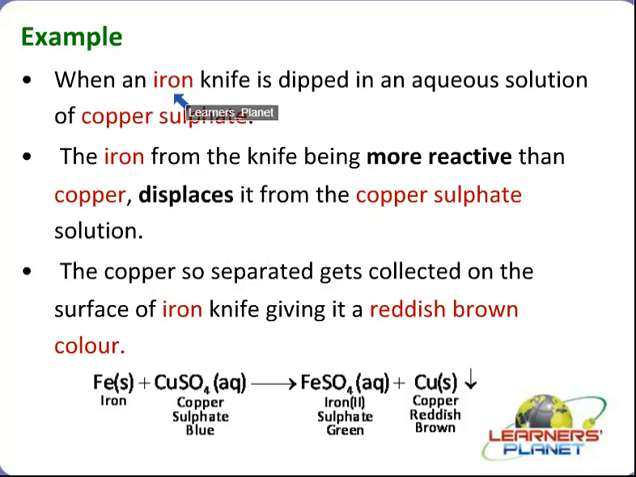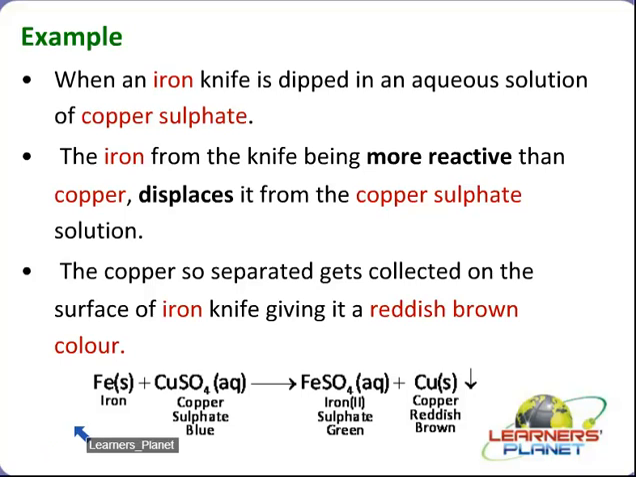Now students, iron, what is the name of it? Ferrum. What is the symbol of iron? Fe. Copper, what is the symbol of copper? Its name is cuprum, C-U-P-R-U-M. What is the symbol? Cu. Sulfate. Sulfate is, students, SO4 2 minus.